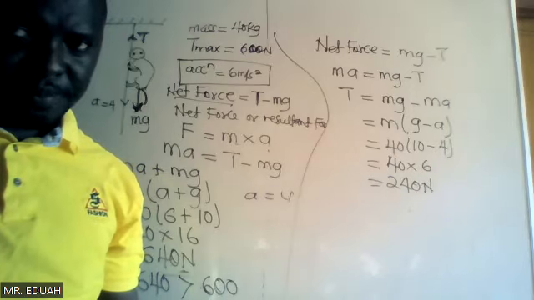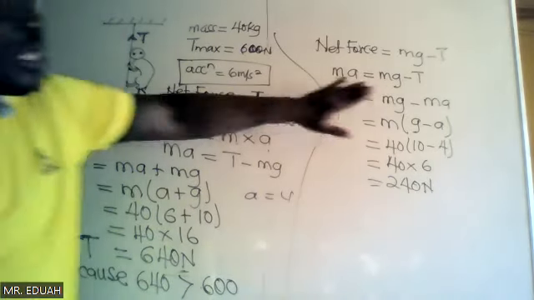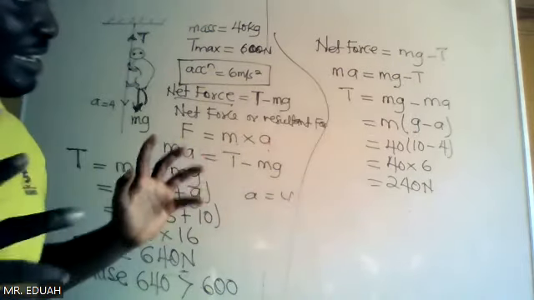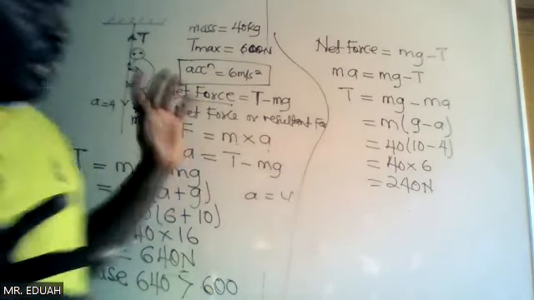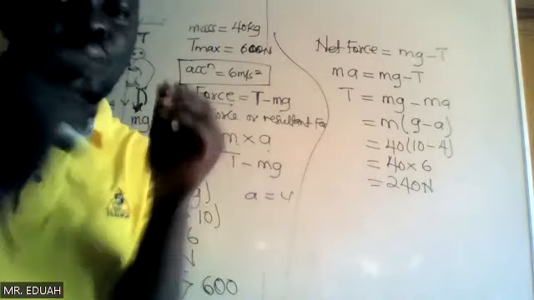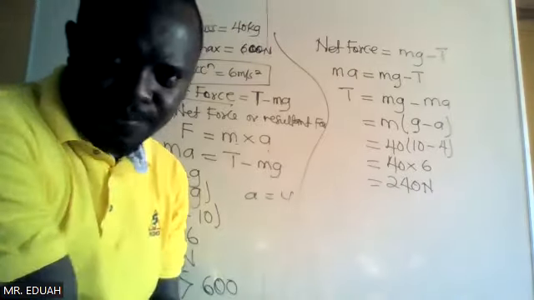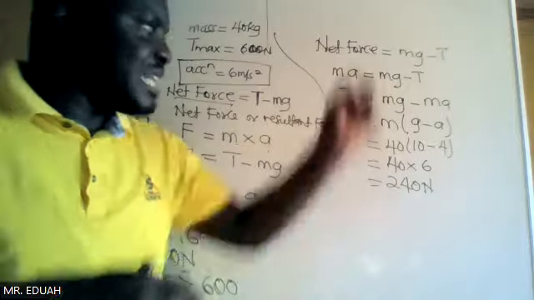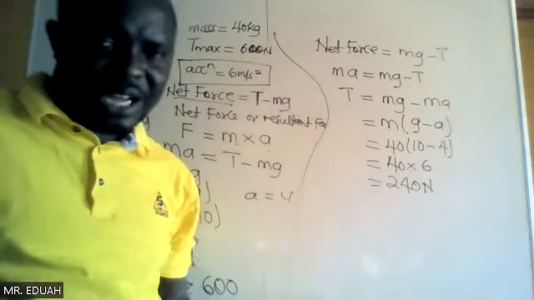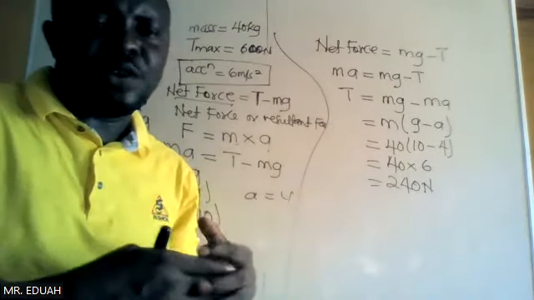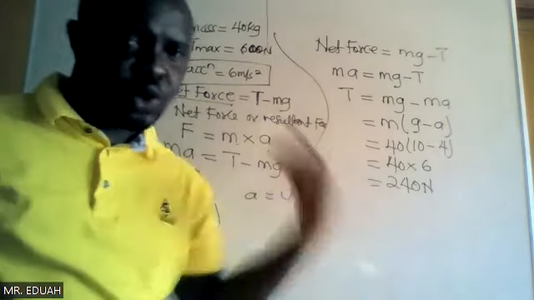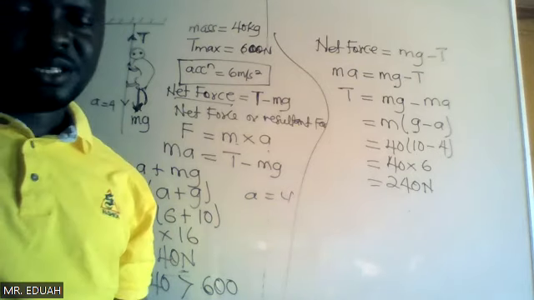Our consideration is that we don't know what the tension is. So we find the tension and compare it with the maximum tension which we've been told. If the tension is less than what we've been given as 600, then the monkey can accelerate down. If it is greater, then the rope breaks, as we saw in the first situation.